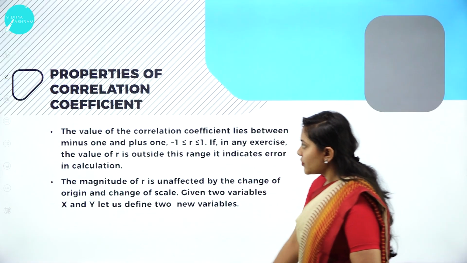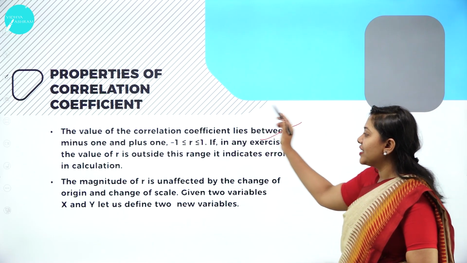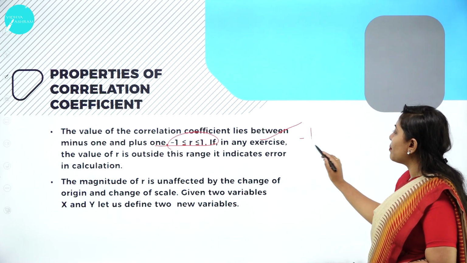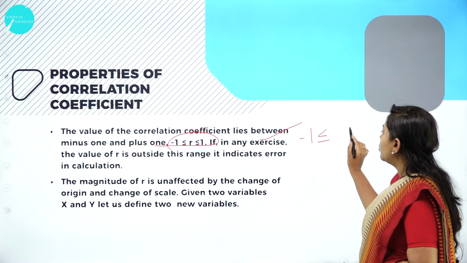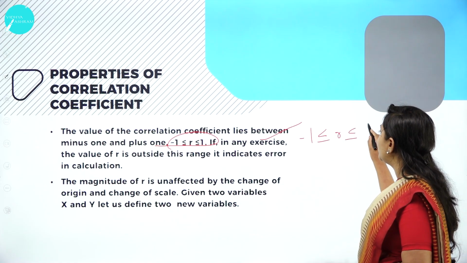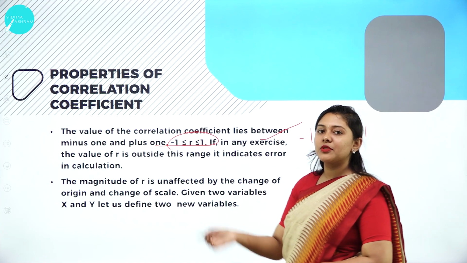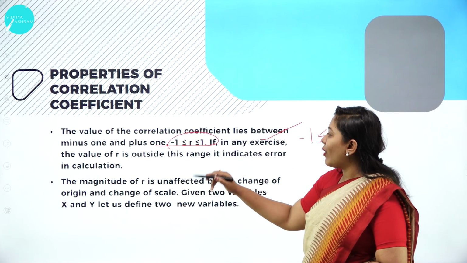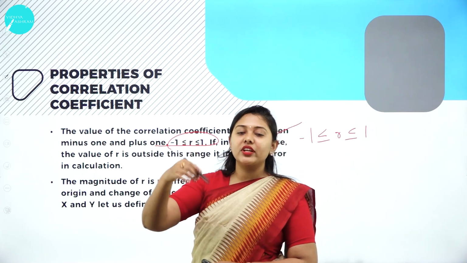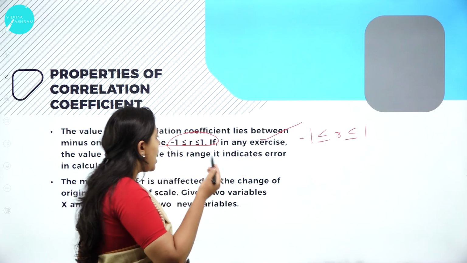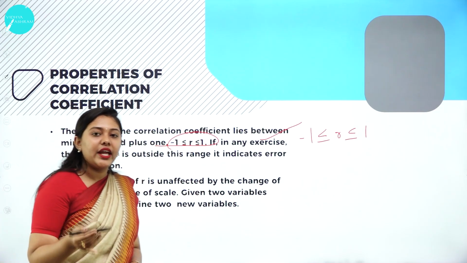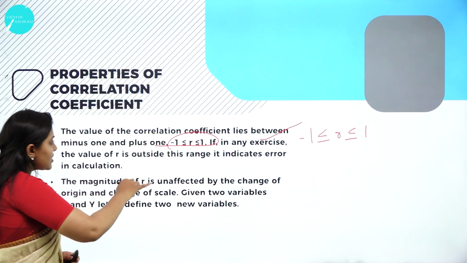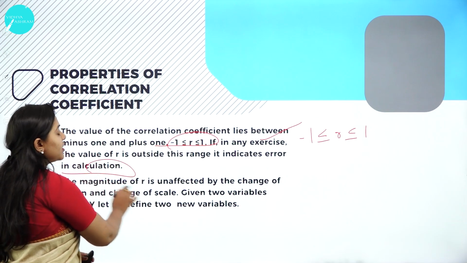Moving forward, the value of the correlation coefficient lies between -1 and +1. As I have told you, my dear students, -1 ≤ r ≤ 1. So it lies between -1 and +1. If in any exercise the value of r is outside this range, that is, if you calculate the data in any of your problems and get a value outside this range, it indicates an error in the calculation.